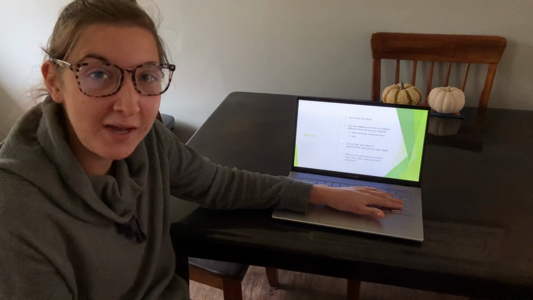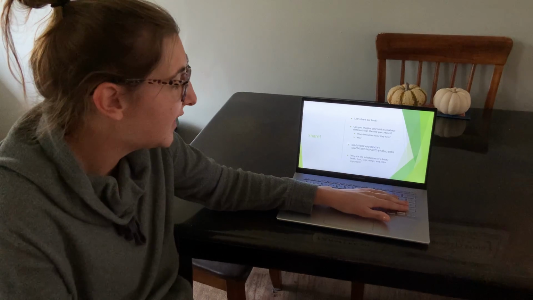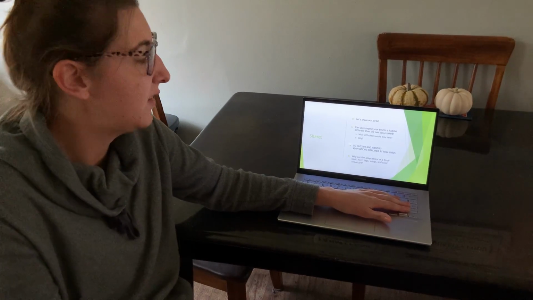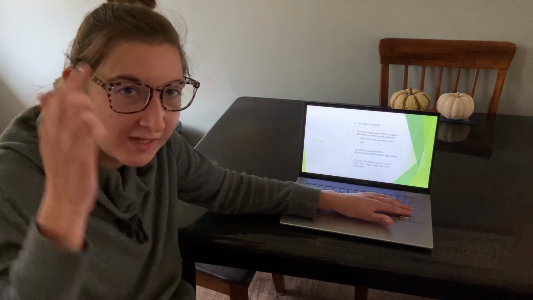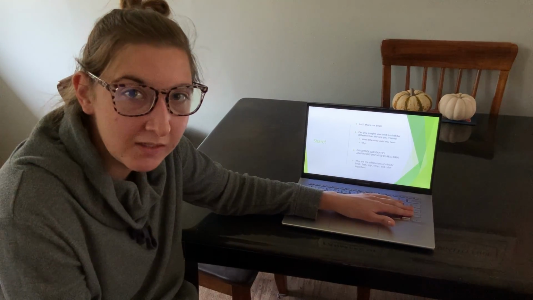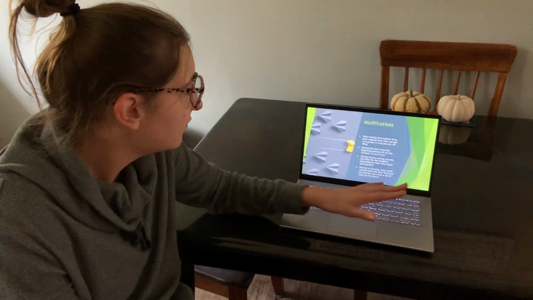Okay, so when we come back in, I want you to think, why are the adaptations of a bird's beak, feet, legs, wings, and color important? So keep that in mind when we are going outside and seeing our birds.